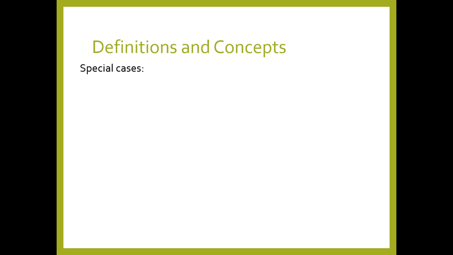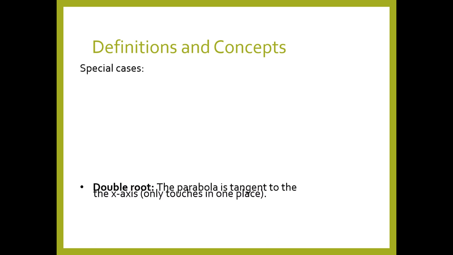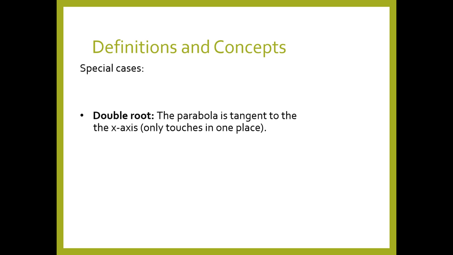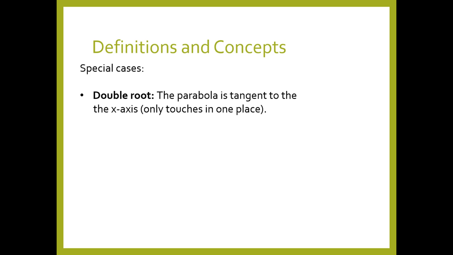Okay, there are special cases. Okay, so you need to be aware of this. You can have a double root. In other words, the parabola is tangent to the x-axis. This means that it only touches the x-axis at one point, which would be the vertex of the parabola. Okay, if it touches it in one point, then both roots are that one point. The other one is, well, it would look something like this if you graphed it.